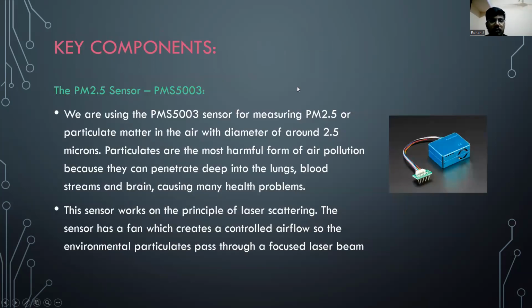So now let's talk about the key components used in the air quality monitoring system. This is the PM 2.5 sensor, which is used for measuring the amount of particulate matter present in the atmosphere. This PM 2.5 sensor detects particulate matter in the air of around 2.5 microns of diameter. Particulates are the most harmful form of air pollution because they can penetrate deep into the lungs, bloodstream, and brain, causing many health problems.